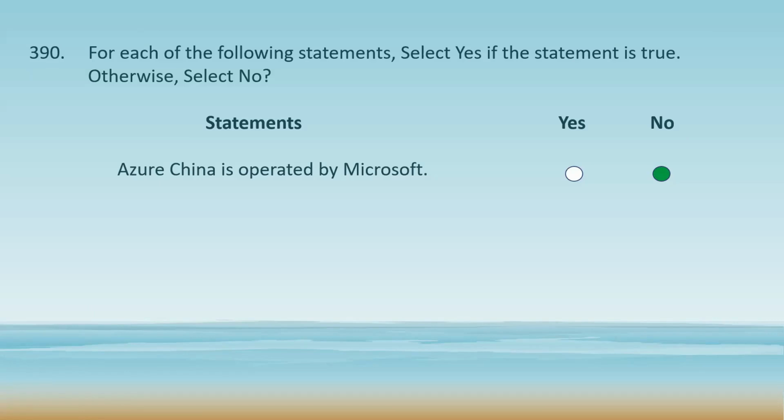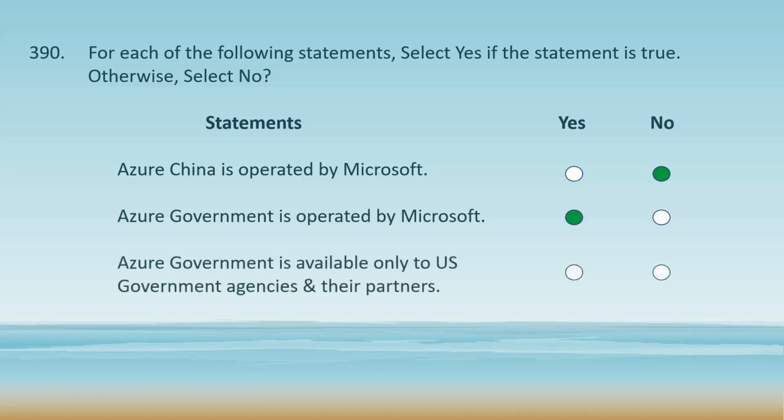The next statement is Azure government is operated by Microsoft. This statement is correct. Azure government is indeed operated and fully controlled by Microsoft. And the third statement is Azure government is available only to US government agencies and their partners. This statement is also correct. Azure government is the mission critical cloud delivering breakthrough innovation to US government customers and their partners. Only US federal, state, local, and tribal governments and their partners have access to this dedicated instance, with operations controlled by screened US citizens.